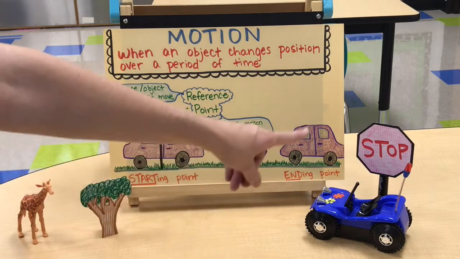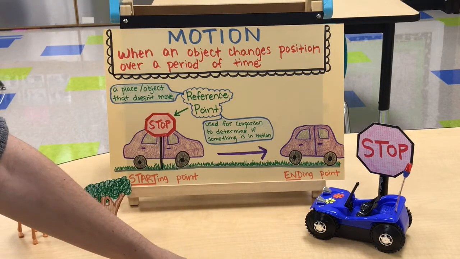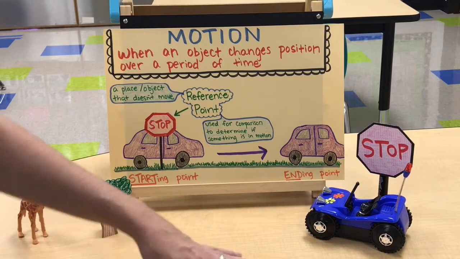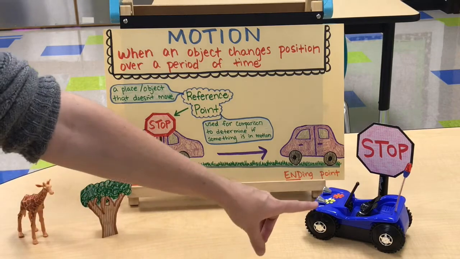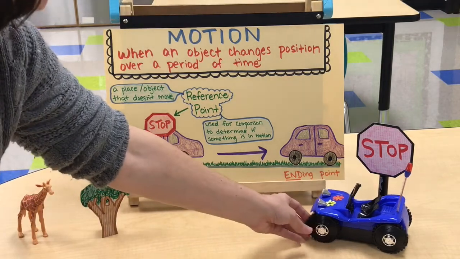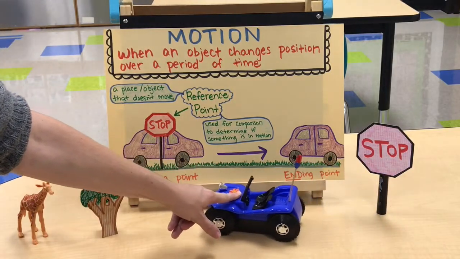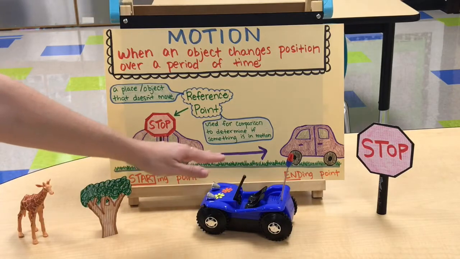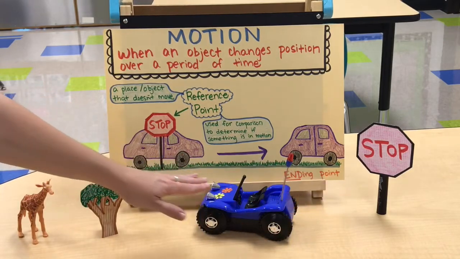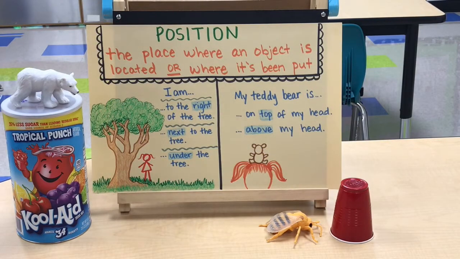Over here, my stop sign acts as my reference point. So my stop sign is not going to move. Traffic signs don't move, but the people or the cars around them definitely have motion or movement. So here's my starting point for my car, and I can move the car to its ending position. It started in a position, it ended in a different position, and then we are able to see that motion take place.